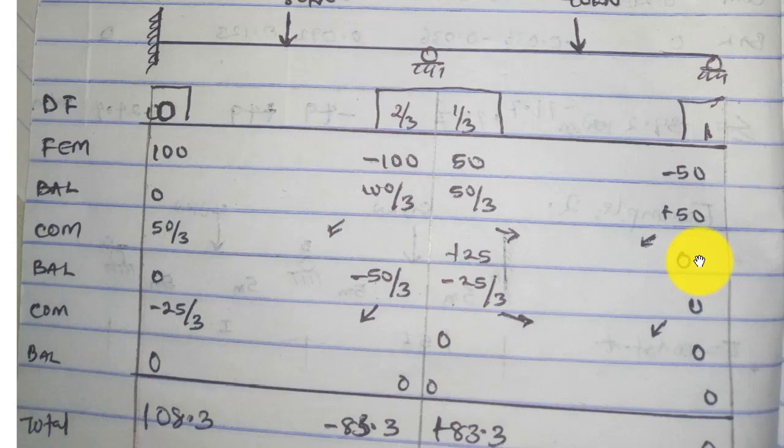If the far end is a roller, but if it is fixed, it will collect half. If it is a roller, it will never collect. So, if you now want to carry over moment to this side, it will not take it from you. So, that's why I present that it's 0 here.